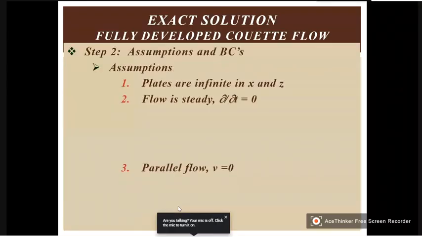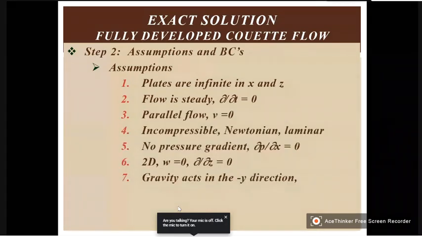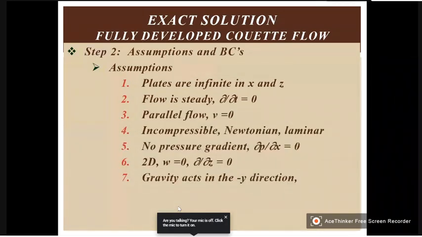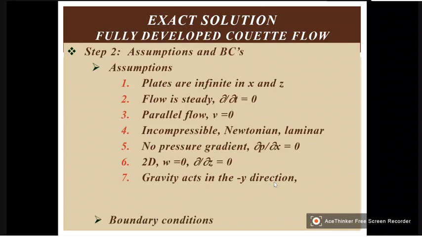What is the next assumption? Gravity acts in y direction. So that means we are identifying the x-axis as horizontal, y-axis as vertical, and z-axis as transverse direction. So by this assumption 7, gravity acts in y direction means the body force will be present only in y direction, and the body force component in x and z directions will be 0. That is what we get.